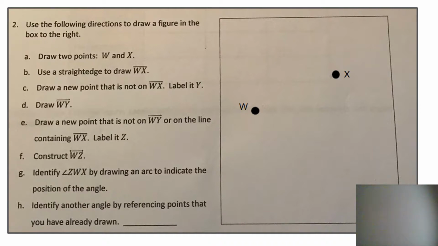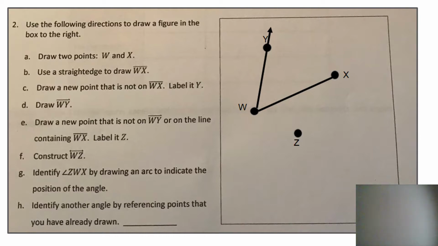So number 2, same thing, we go through H. Draw 2 points, W and X, we did that. Use a straight edge to draw line segment WX because there are no arrows, so it has 2 specific endpoints, W and X. Draw a new point that's not on line segment WX and label it Y. Draw ray WY. So it begins at W, it goes on forever through Y because we have 1 arrow. So it begins at W and it goes on forever through Y. So you go through Y and make the arrow there.